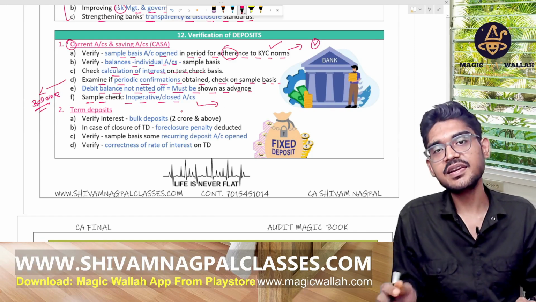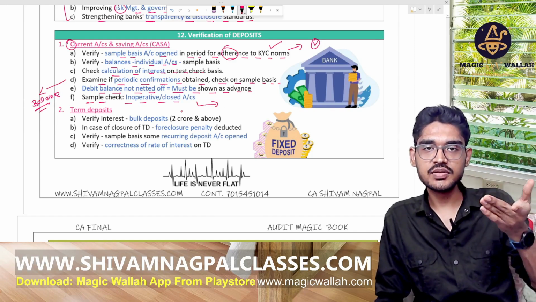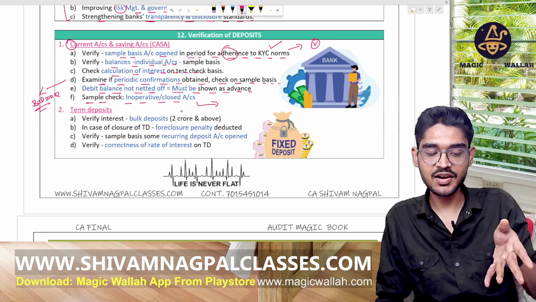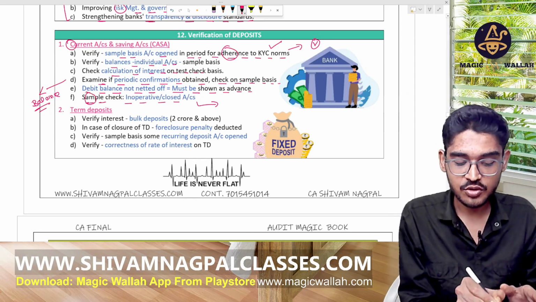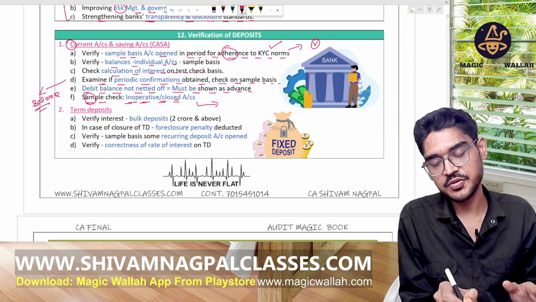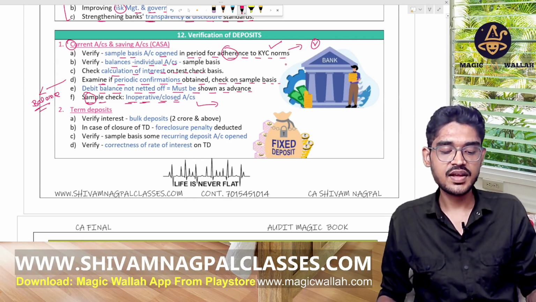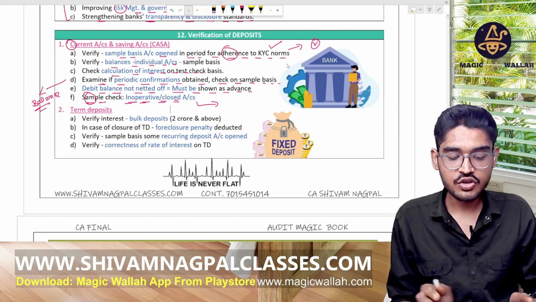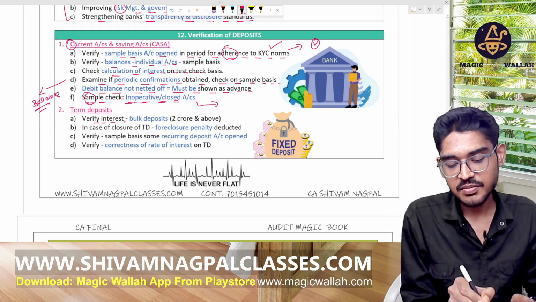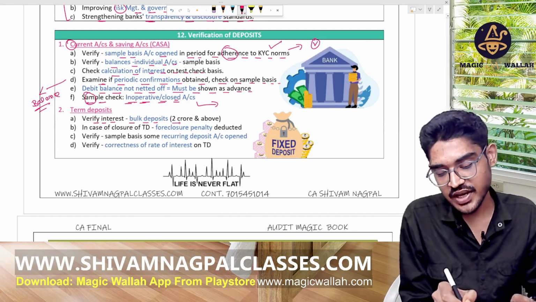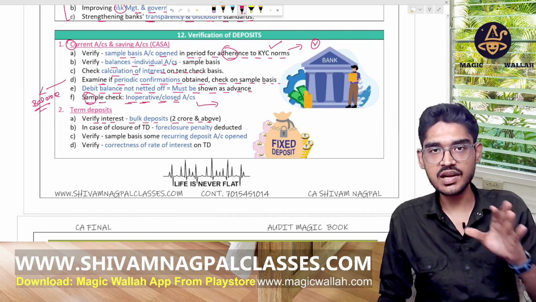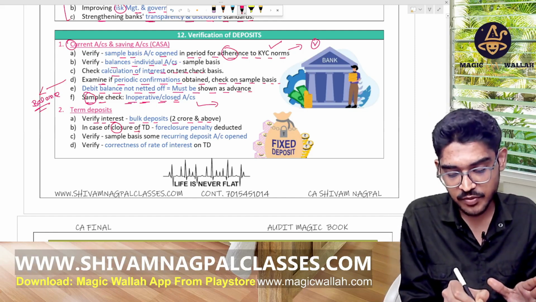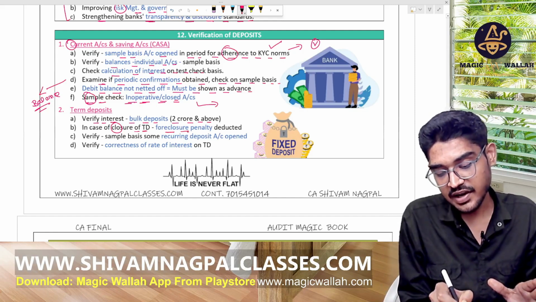Many times this happens, a person not doing a transaction in the account. Okay, there may be 1,000 rupees, 500, 100 rupees pending in the account. So sample check them. Those accounts are inoperative or closed accounts. Right? Now TD, that means the term deposit, FD, etc. So verify the interest. Bulk deposit 2 CR or above. Okay, for the 2 CR and above, check their interest. In case of the closure of the term deposit, foreclosure penalty deducted.